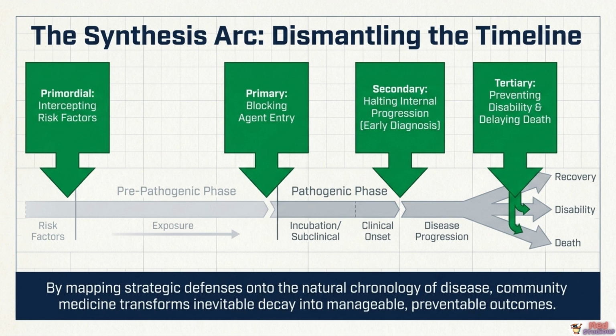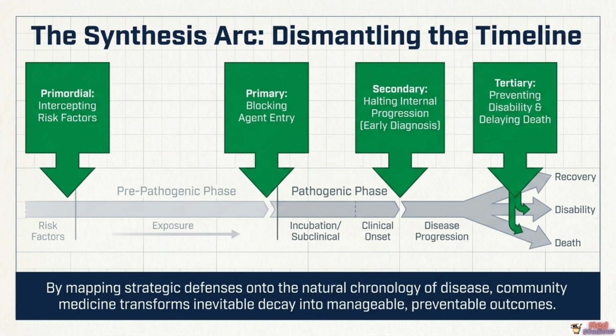As the triad assembles and exposure begins, primary prevention blocks the agent from successfully entering and establishing itself in the susceptible host. As the pathogenic phase opens and subclinical disease begins its internal progression, secondary prevention, through early diagnosis and immediate treatment, halts the advance before clinical disease manifests. As the disease progresses through clinical onset to the advanced stage, tertiary prevention prevents disability, eliminates impairments, and delays death through rehabilitation and complication management.